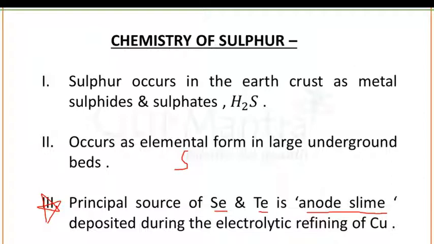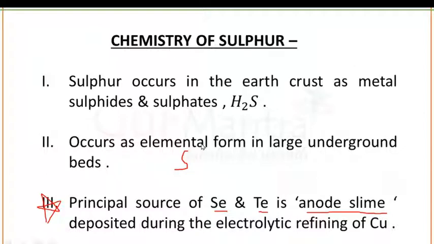Oxygen family, and this sulfur occurs in nature in the earth's crust as a metal sulfide and metal sulfate, or in the form of H2S gas. Sulfur also occurs in the elemental form, present in nature in large underground beds. The principal source of selenium and tellurium is anode slime deposited during the electrolytic refining of copper.